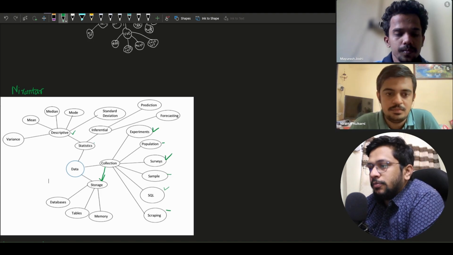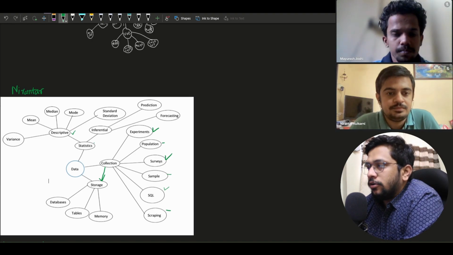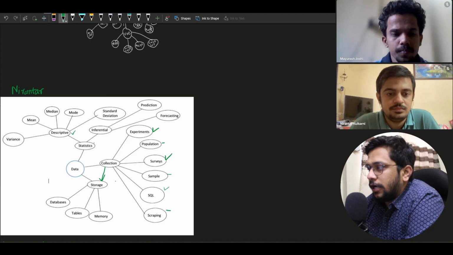Now this collection can be distributed into maybe two or three parts. Something like one could be the technology part, so you can have a circle around it which says tech.